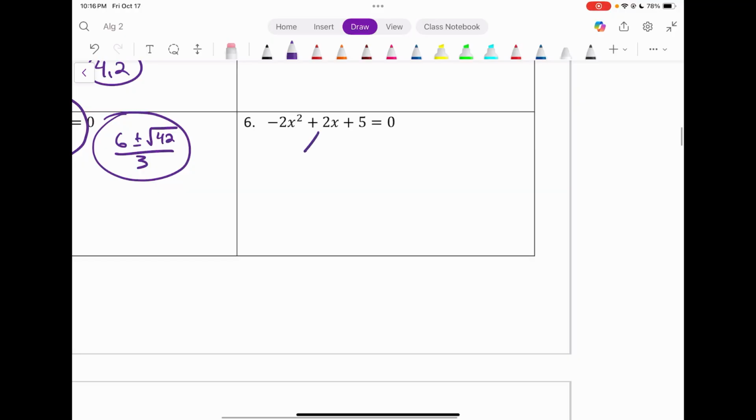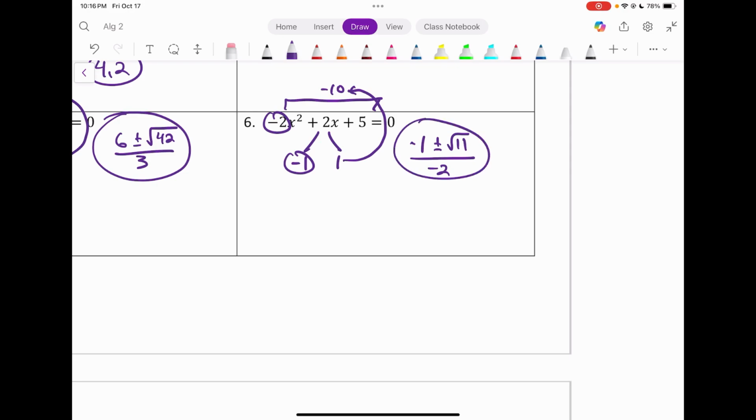Do another one. Left leg, right leg, opposite half, multiply it times itself. Multiply these two numbers to get his head, that's negative 10. Final answer, negative 1, plus and minus the square root of the difference, so the square root of those two numbers subtracted, all divided by this number. And again, square root of 11 does not reduce.